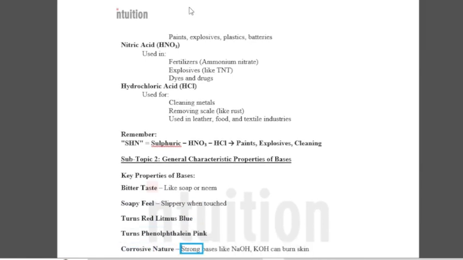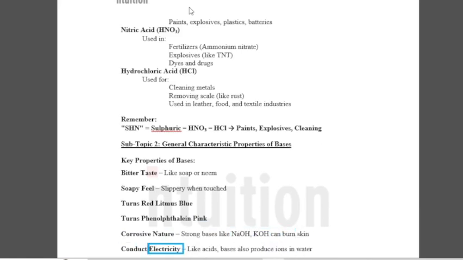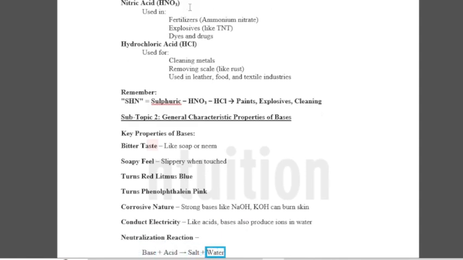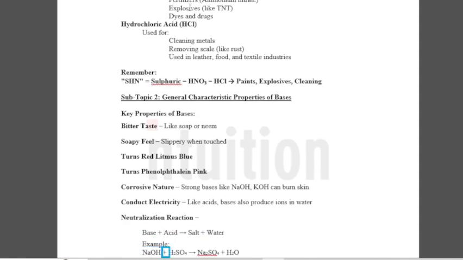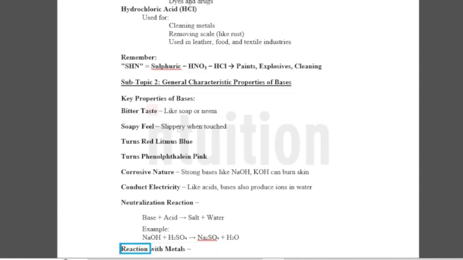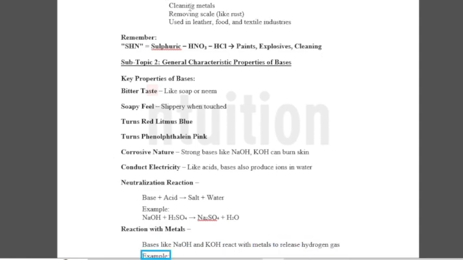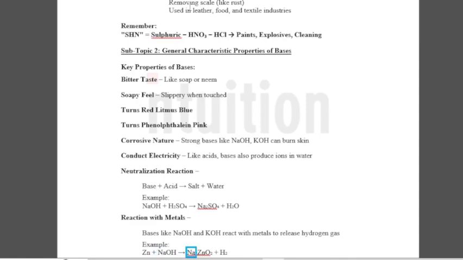Corrosive nature: strong bases like NaOH and KOH can burn skin. They conduct electricity like acids, since bases also produce ions in water. Neutralization reaction: base plus acid gives salt plus water. Example: NaOH plus H2SO4 gives Na2SO4 plus H2O. Reaction with metals: bases like NaOH and KOH react with metals to release hydrogen gas. Example: Zn plus NaOH gives Na2ZnO2 plus H2.